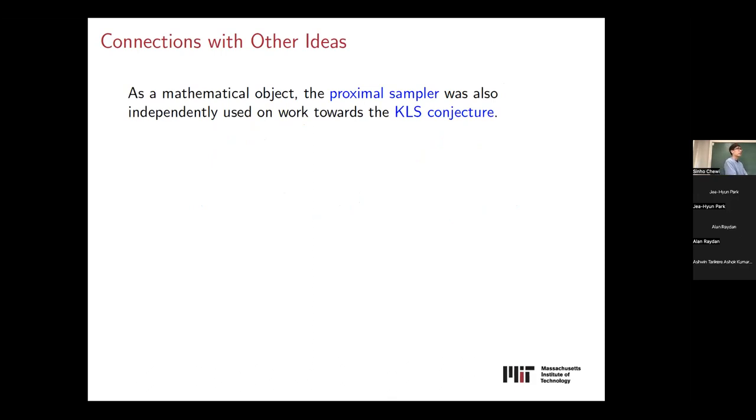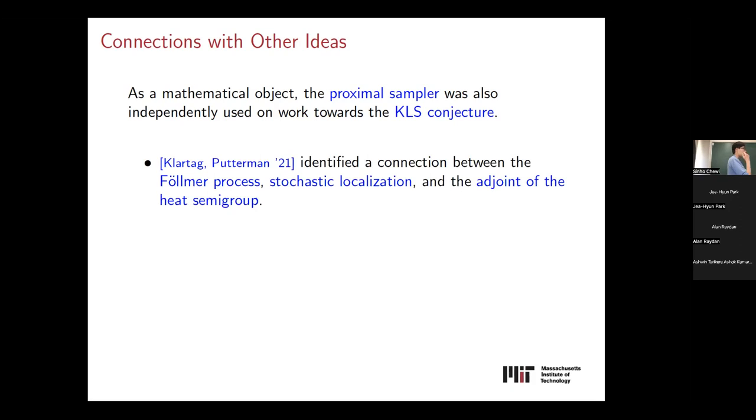And I can't resist mentioning that this idea of the proximal sampler has actually shown up in various areas of math, especially with regards to the Kannan-Lovász-Simonovits conjecture, which is an important conjecture in convex geometry and high dimensional probability. So there's this paper by Hartag and Puderman, which identified a connection between these three objects, which are common tools in high dimensional probability. There's the Föllmer process. There's this technique of stochastic localization, which was introduced by Eldan to prove a lot of striking results in probability. And in this paper they connected these two with what they call the adjoint of the heat semigroup operator.